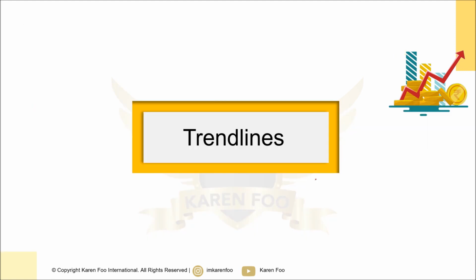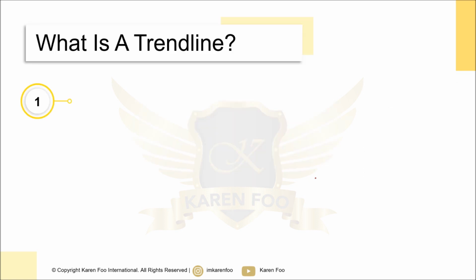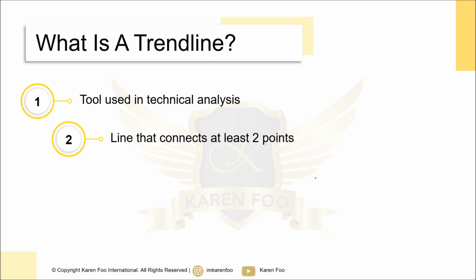So let me just go through some basics of trend lines. Now, what is a trend line? Basically, it's a tool used in technical analysis, and it is a line that connects at least 2 points. You need 2 points, 1, 2, to form a trend line, and you need the third point as a confirmation.